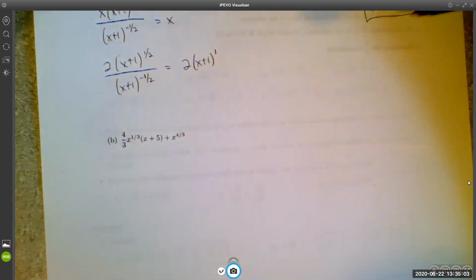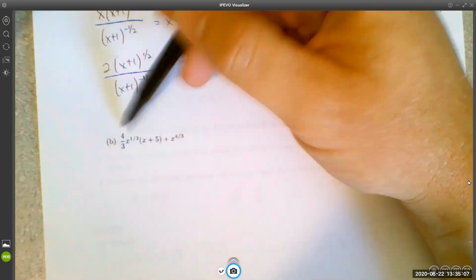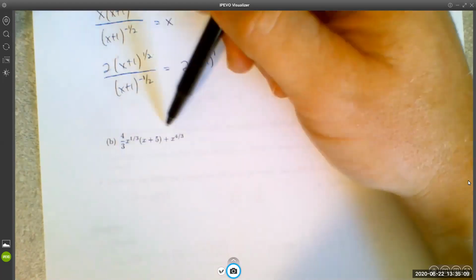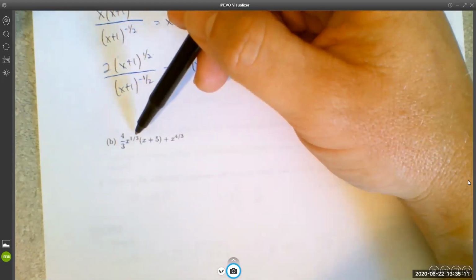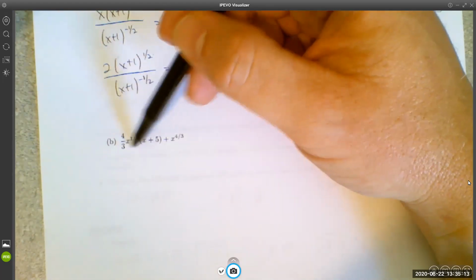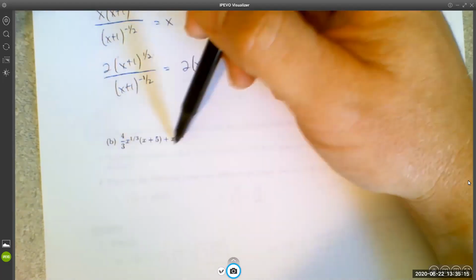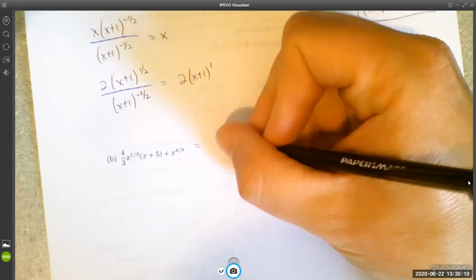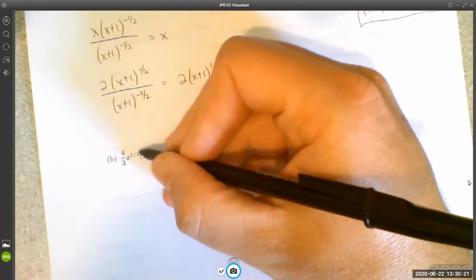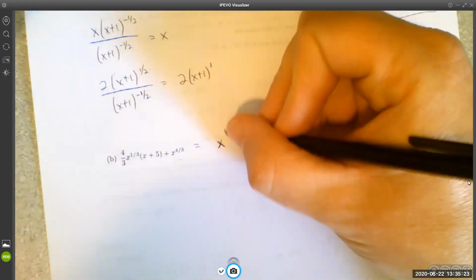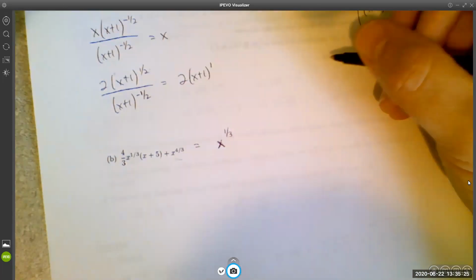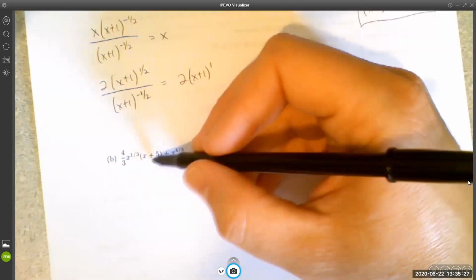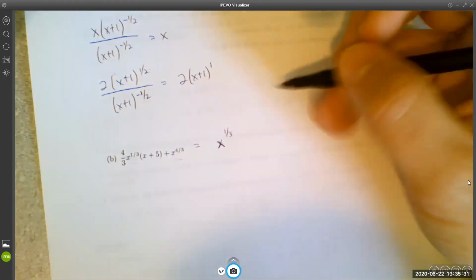Okay, here's my solution. I have a 4/3. I'm not going to have any LCDs that I can factor out. I have an x factor here and an x factor there. That tells me I can take out an x. I can take out an x to the lowest exponent, which in this case is 1/3. And then I have another term of x plus 5 in the first term, but not in the second term, so I think that's as far as that one's going to go.